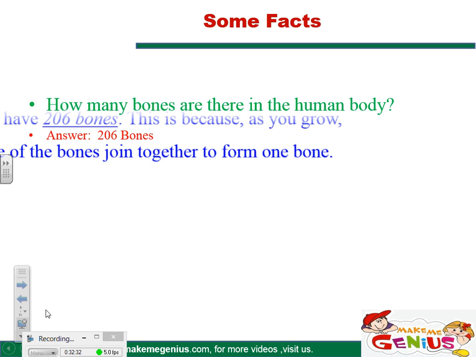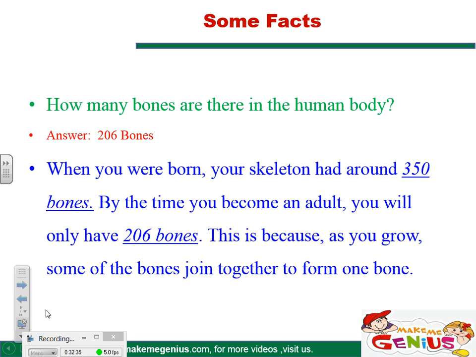All right, the fact is, when you're born, your skeleton has around 350 bones. But by the time you're an adult, these bones fuse together to form one bone. That's why babies are more limber. You can take a baby and bend their legs all the way back and move the arms, because their bones aren't fused together.